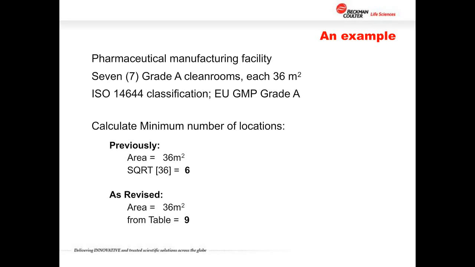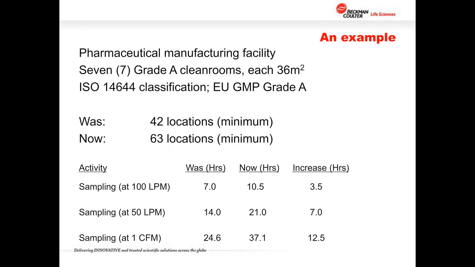Let's say we had a manufacturing facility with 7 grade A rooms, each around 36 square meters, and we wanted to go ahead and do a classification. What would we need to do? Well, previously when we looked at 36 square meters, taking the square root of that, the value was 6 as a minimum number of locations. Whereas today, looking at the table, the value is 9. So we have an increase in the number of positions, and we have to do that for each of the 7 rooms.